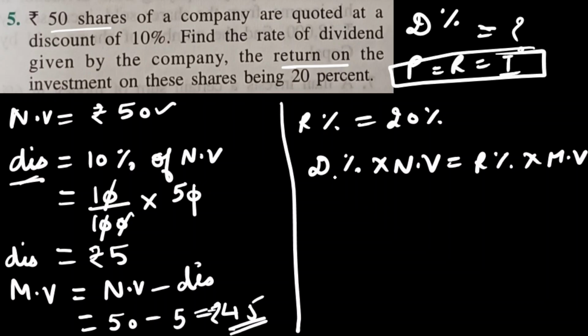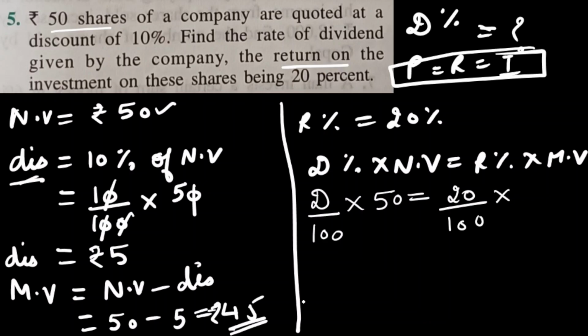So dividend percent, because you have to find, I'll just write it as D by 100 into nominal value, which is 50, which is equal to return percent, which is 20, by 100 into market value. Market value we have found as 45.